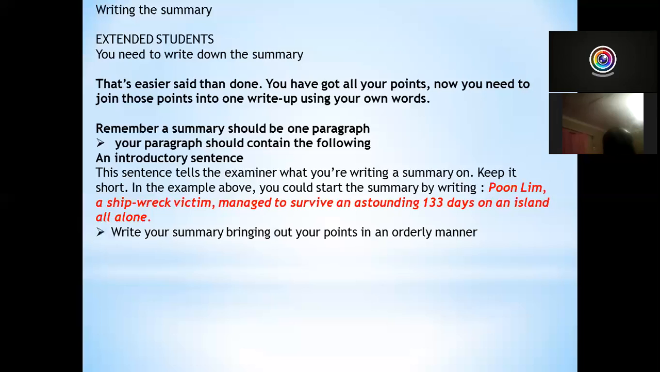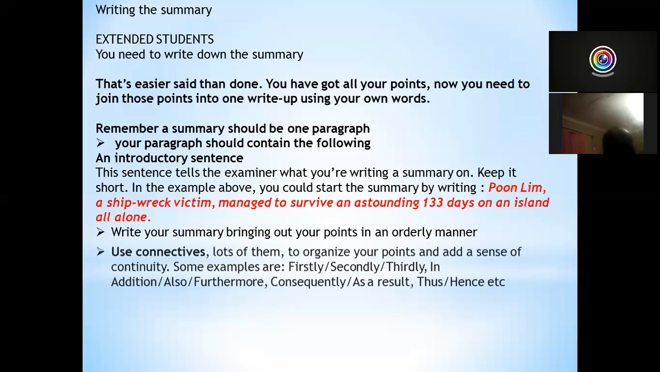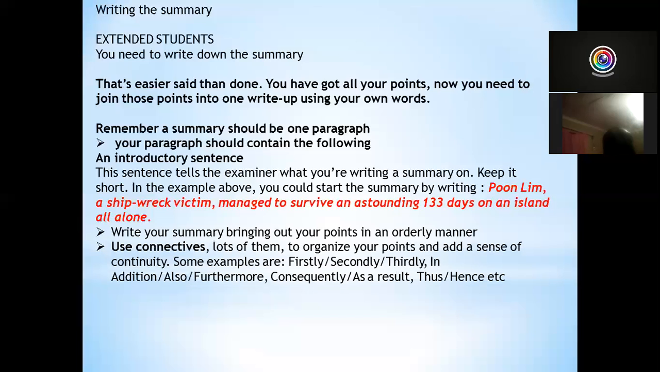So write your summary, bring out your points in an orderly manner. Use connectives, lots of them. You need to use a lot of connectives. Connectives are words that are used to join sentences. You can use connectives like firstly, secondly, thirdly, in addition, also, furthermore, consequently, as a result. Those are typical examples of connectives.